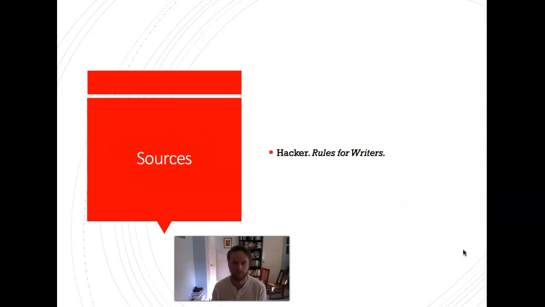All right, and this was from our Rules for Writers handbook, and I hope this was straightforward and that you can now have a better idea of how to use your sources in your research essay.